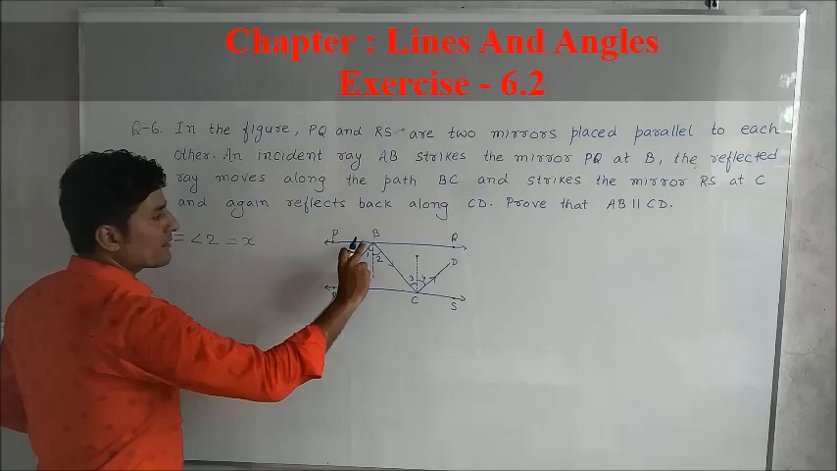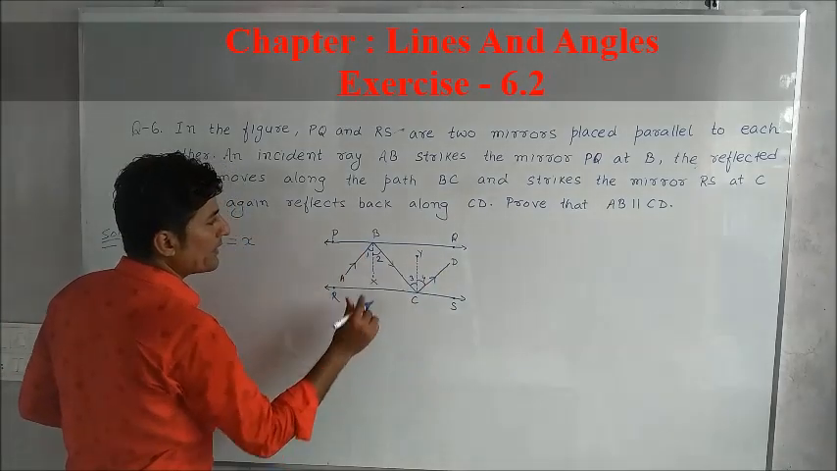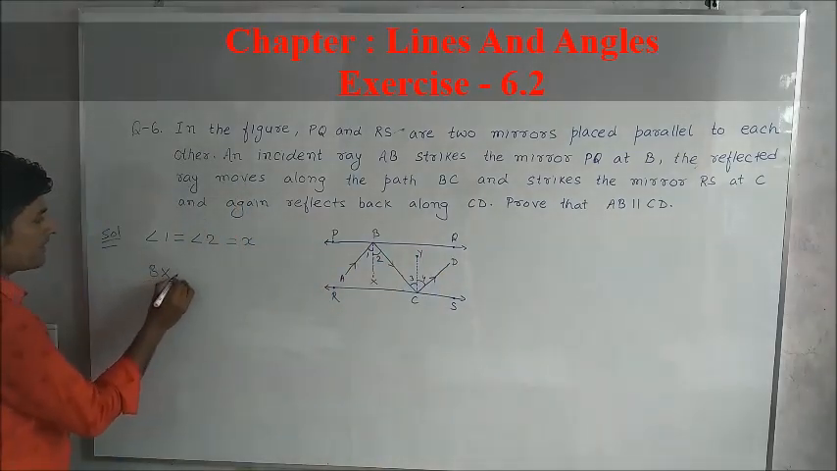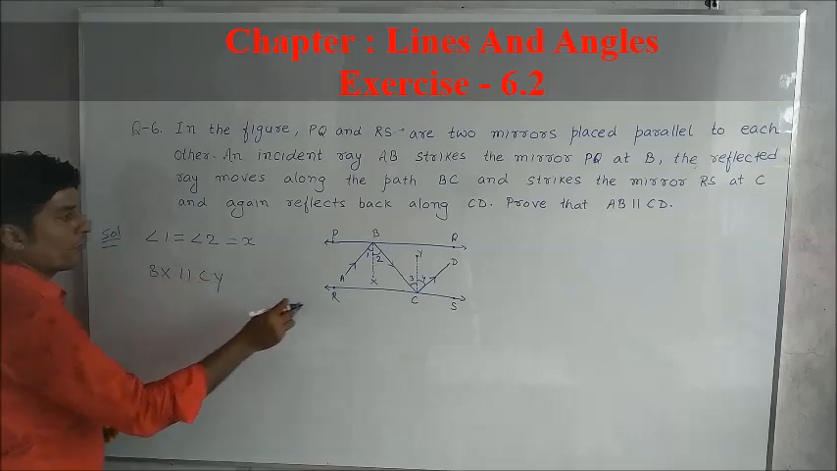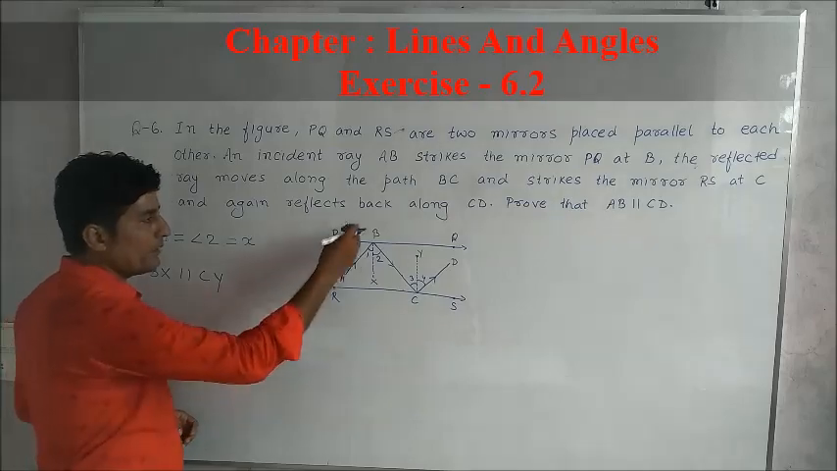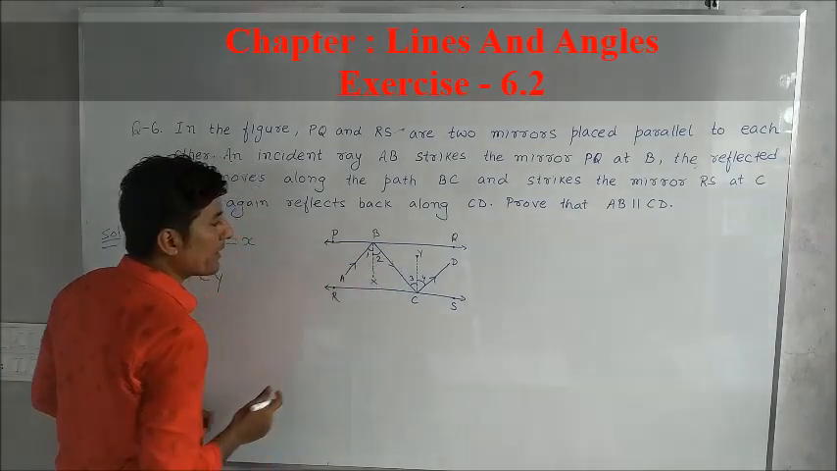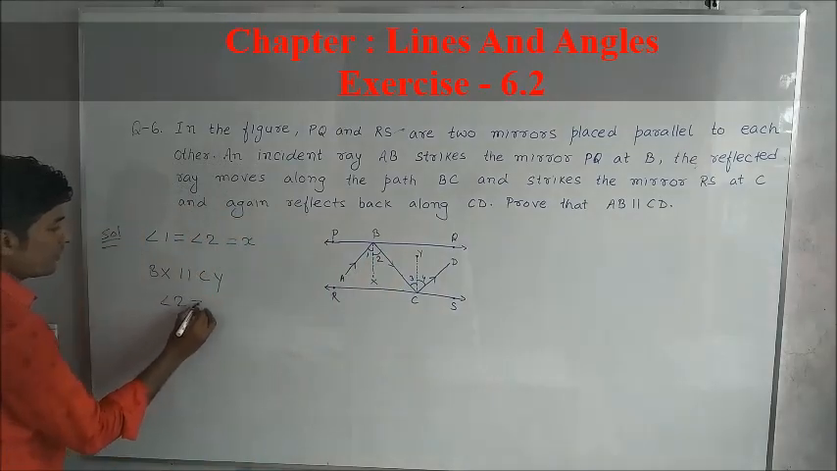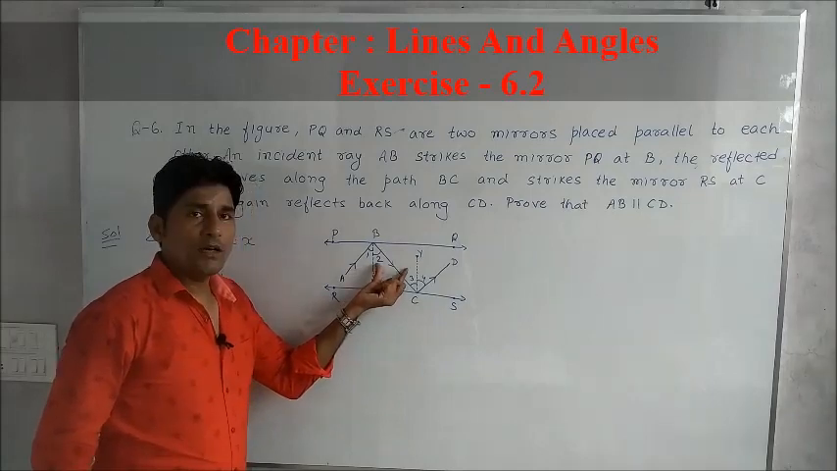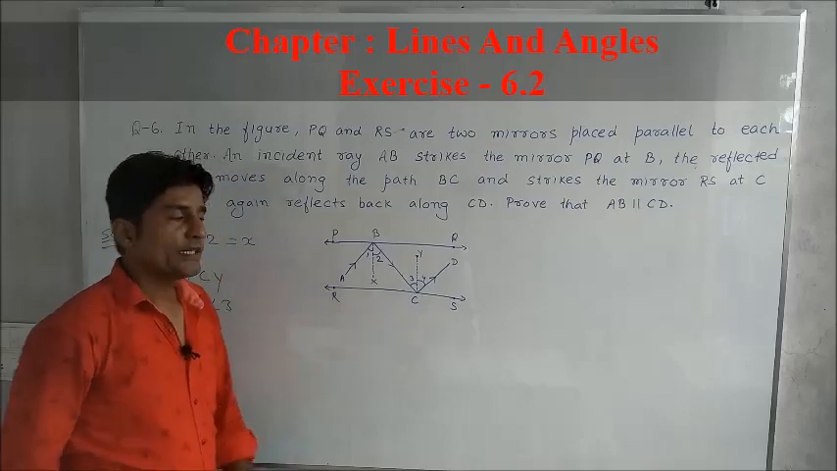Hence, we can say that, suppose the name of this point is x, name of this point is y. Since BX is parallel to CY, why are they parallel? Because both are perpendicular on the parallel lines. That's why both are parallel to each other. Hence, measurement of angle 2 will be equal to angle 3. These two are the alternate interior angles. That's why angle 2 and angle 3 both will be equal.